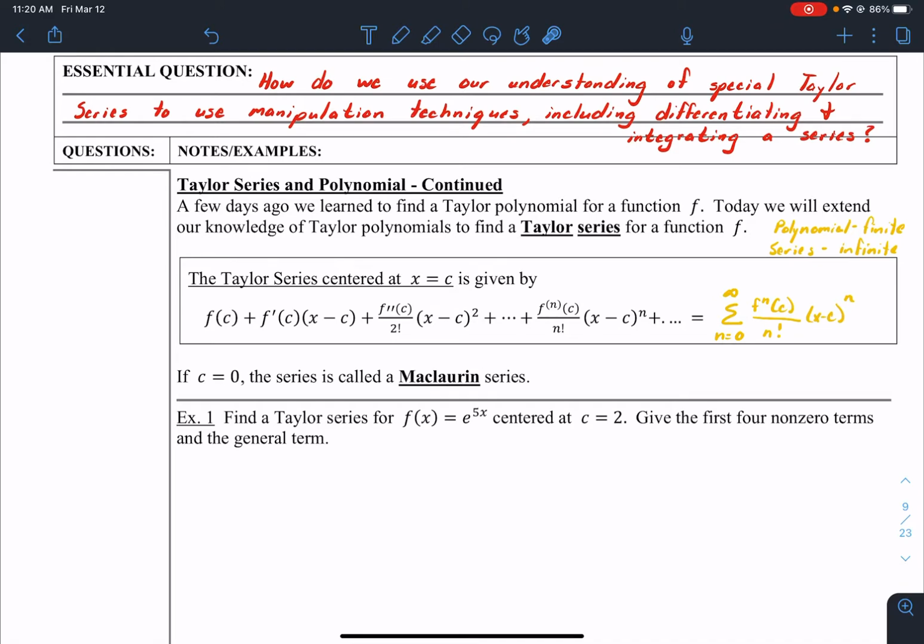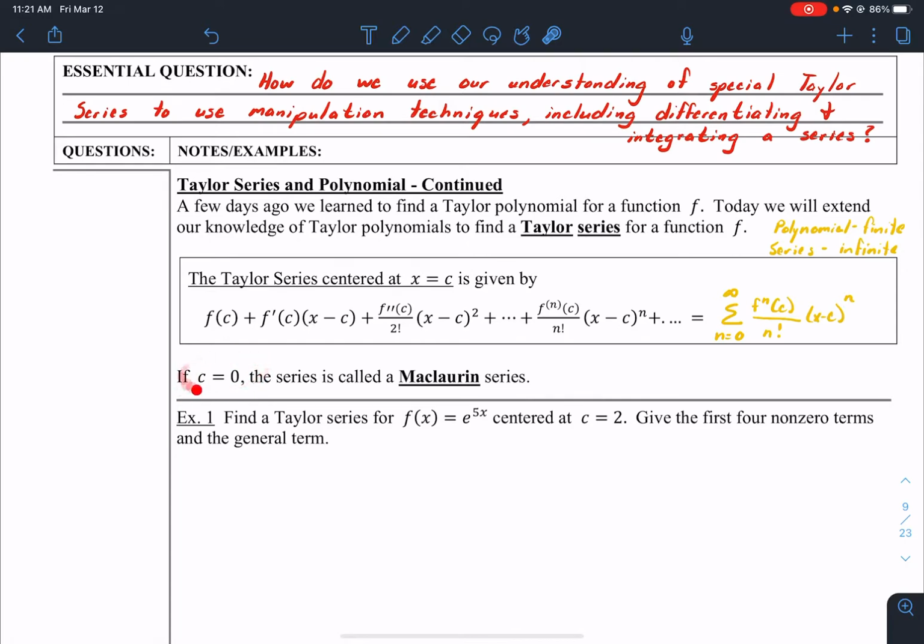And what happens is, because we're starting at an index of 0, if I plug in a 0 here, I get f of c, and then that would go away because anything raised to the 0 power is 1, and 0 factorial is also 1. So then we would have f of c, and then the next term would look like this. Then the next term would look like this. So this is my infinite series. That is a Taylor series. Instead of a Taylor polynomial, we're going to call it a Taylor series.